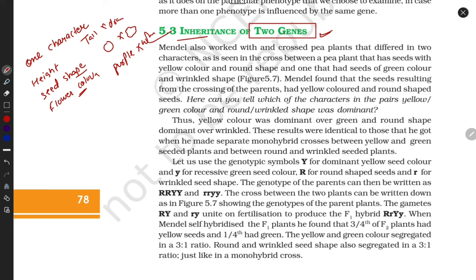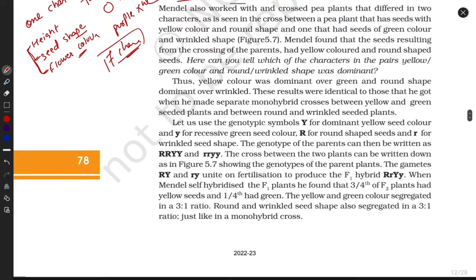Inheritance of two characters means at one time we take two characters. I repeat, at one time we take two characters. It may be height and seed shape, seed shape and flower, or height and flower, whatever. Guys, Mendel took seven characters of pea plant. We pick any two of the characters. Like in your book, they take two characters like capital R, capital R, capital Y, capital Y.